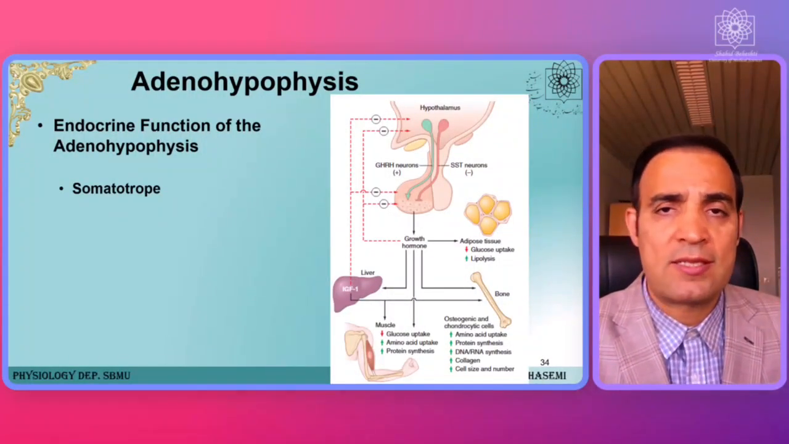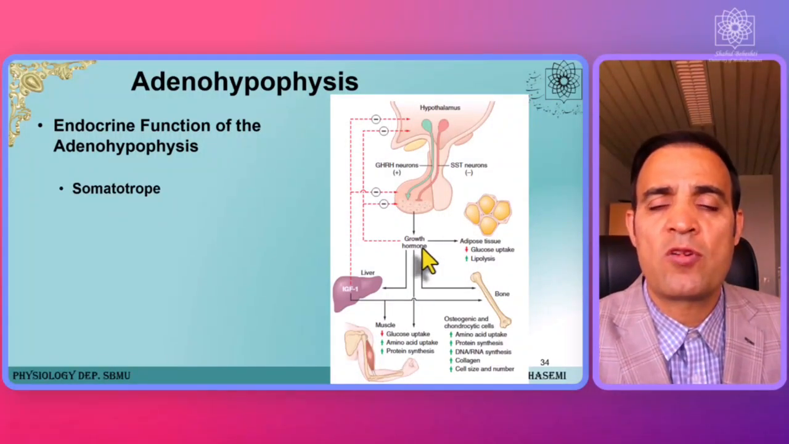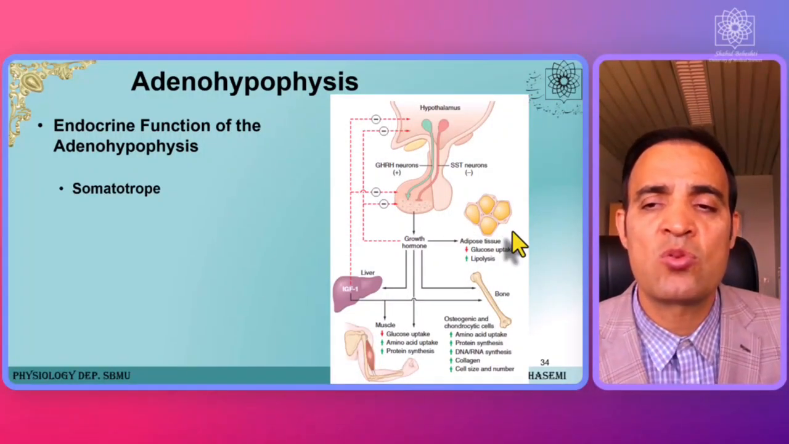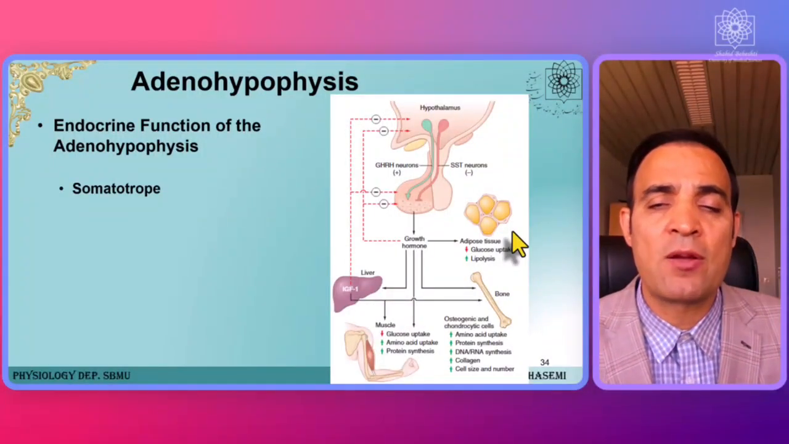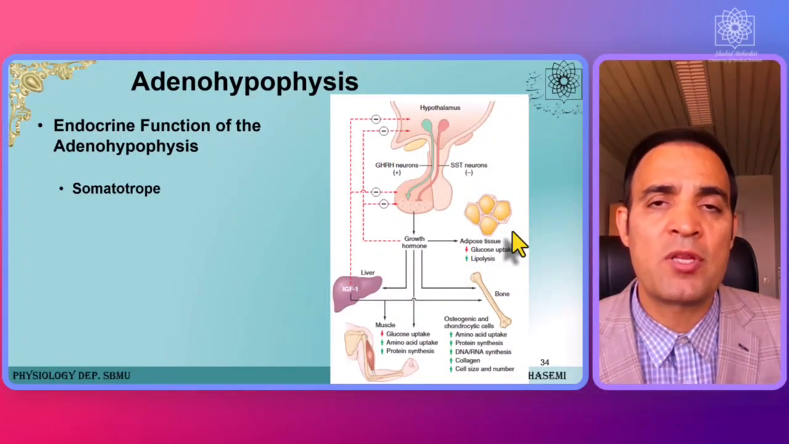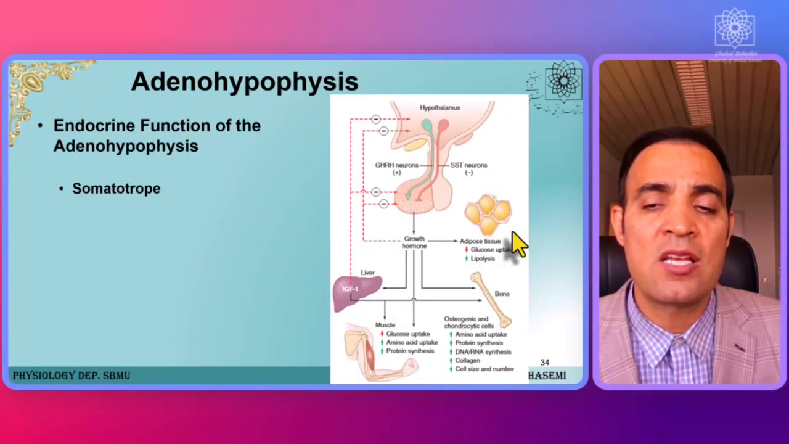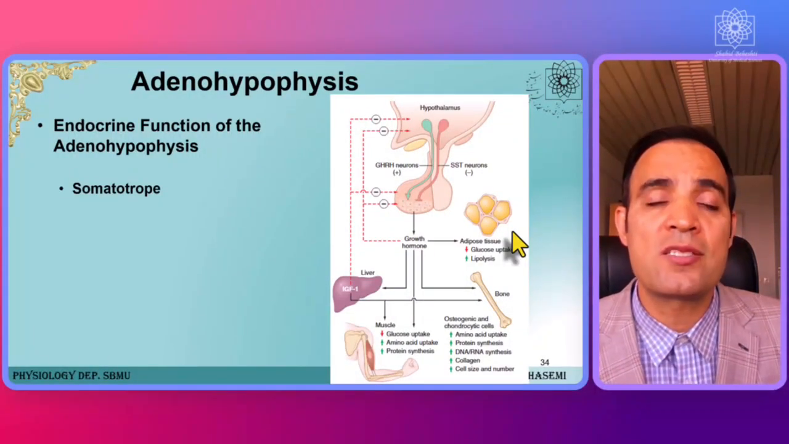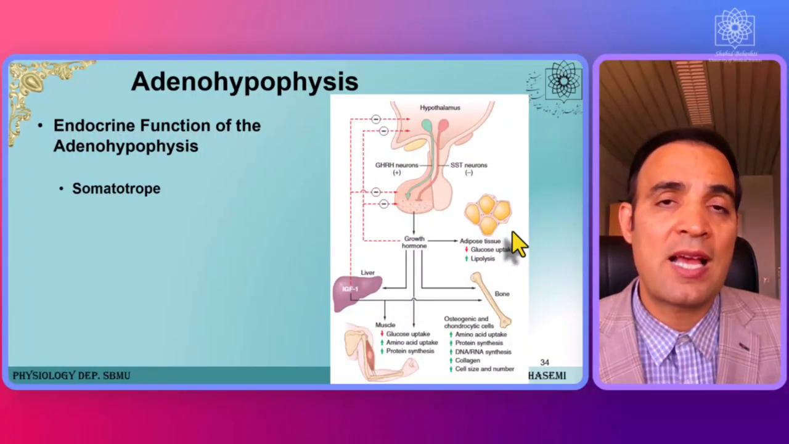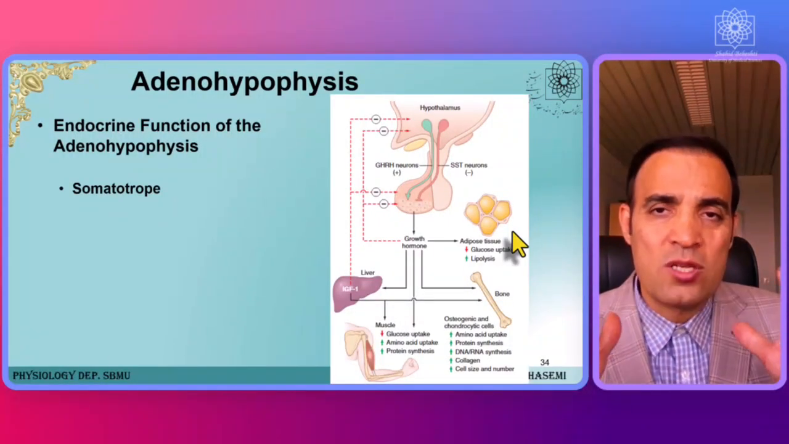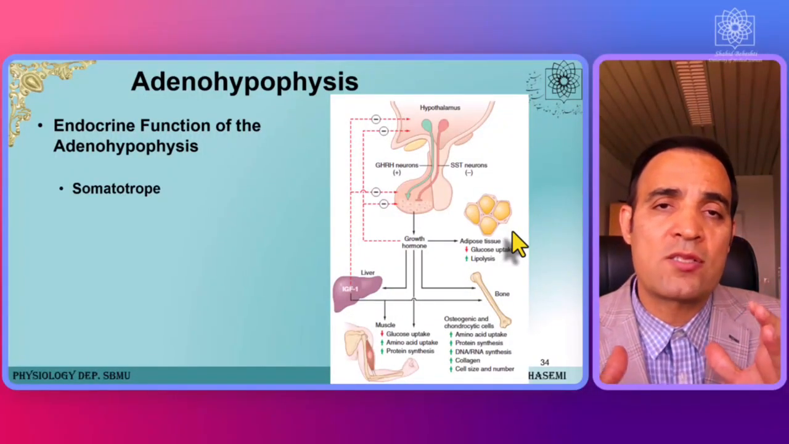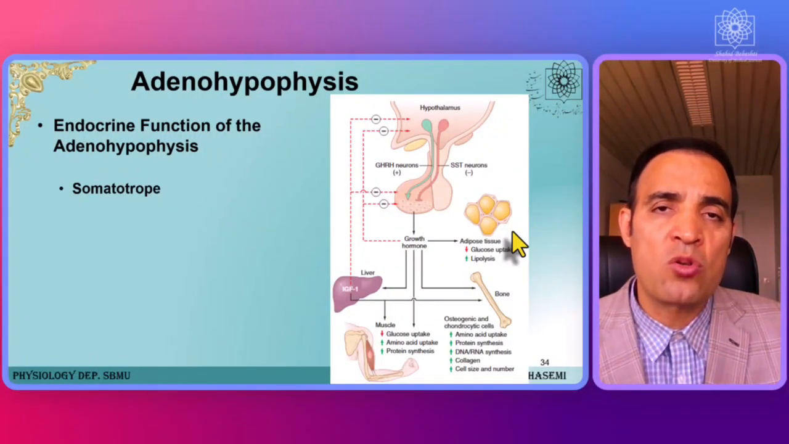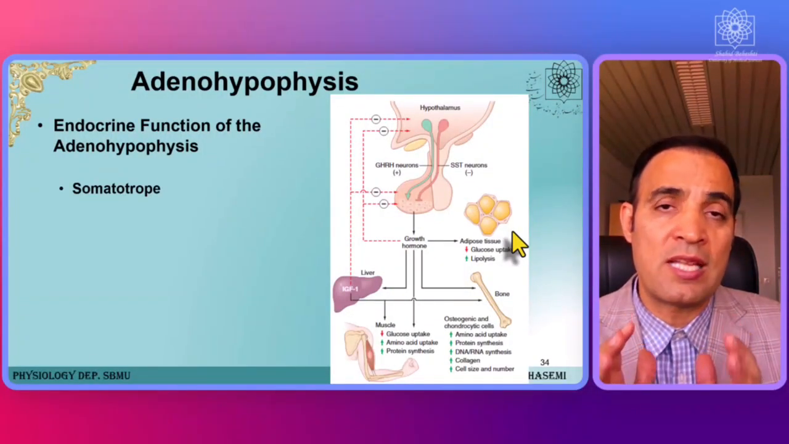And as you can see in this figure, growth hormone, for example, stimulates adipose tissue to decrease glucose uptake and increase lipolysis. It affects the bone to increase amino acid uptake, increase protein synthesis, increase DNA and RNA synthesis, increase collagen synthesis, cell size and number. All these effects will promote bone structure, bone growth and bone density.